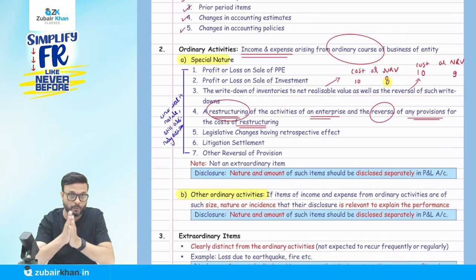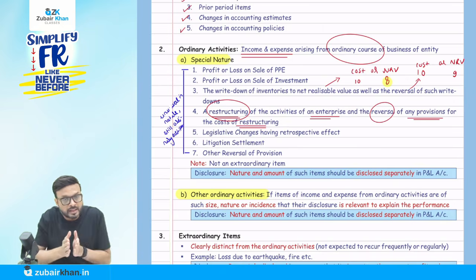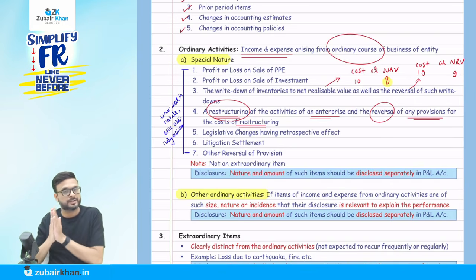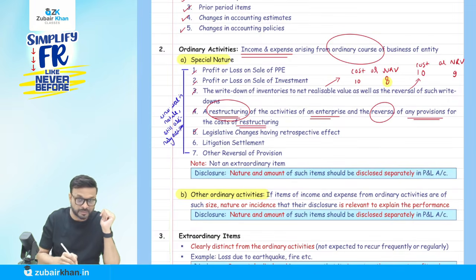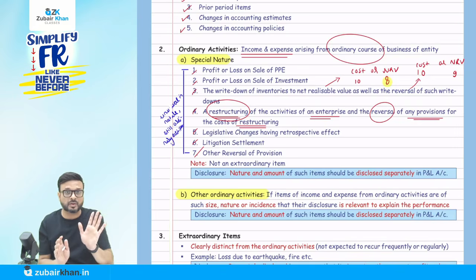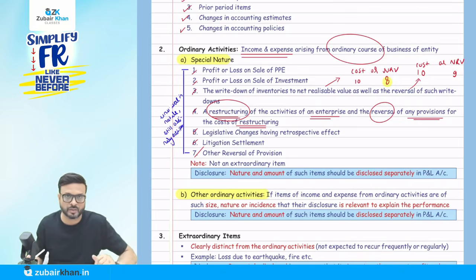Special nature. So first, profit or loss on sale of PP, profit or loss on sale of investment, the write down of inventories, restructuring cost, or legislative changes having what? Retrospective, not prospective. Rarely it might happen. The law comes, they say retrospective effect we have to give. Those are also of special nature. Then litigation settlement, some case is going on and the settlement comes, and other reversal of provision. Other reversal means any provision that we have created. That is not of special nature, but reversal means we are cancelling the provision, and that is of special nature.